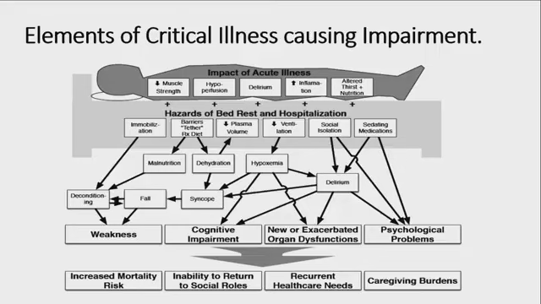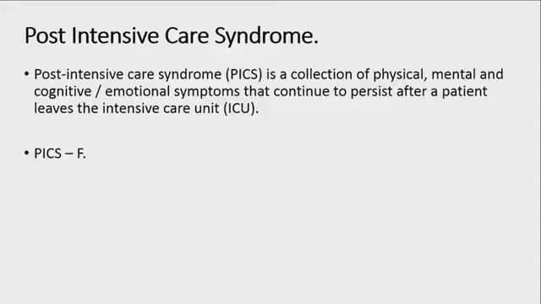This all leads to increased mortality, inability to return to their social roles, recurrent healthcare needs even after discharge, and a burden on the caregivers as well. So these are the elements that happen in critical care depending on various factors, primarily the disease and the care given in intensive care. Bringing them all together, this is known as post-intensive care syndrome, a collection of physical, mental, and cognitive symptoms that continue to persist after the patient leaves the intensive care unit.